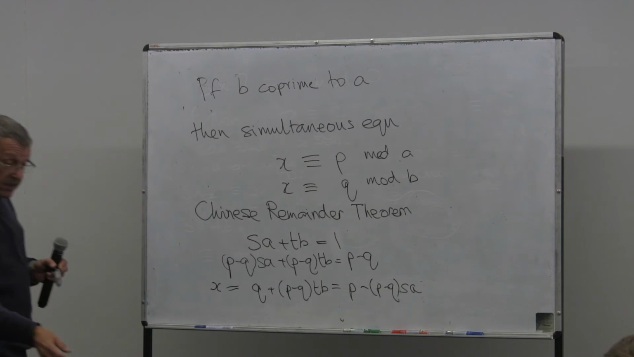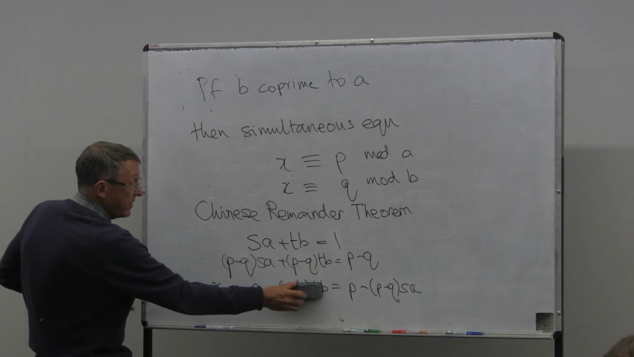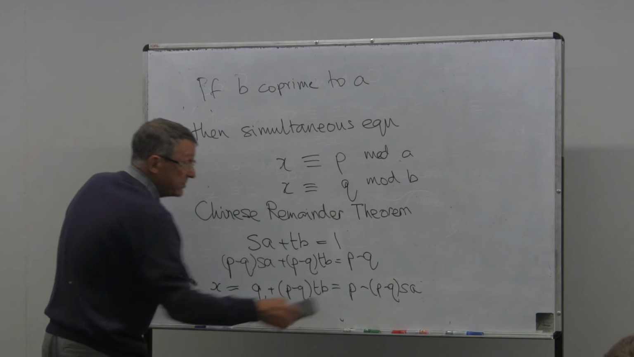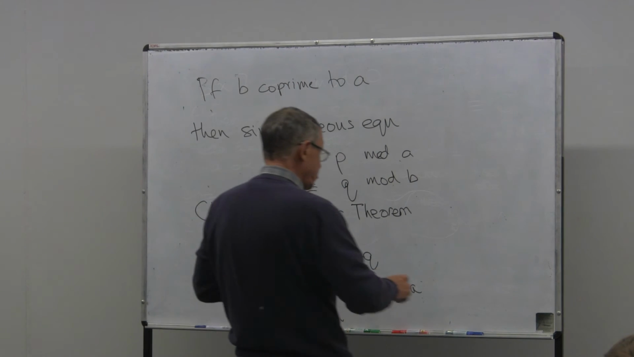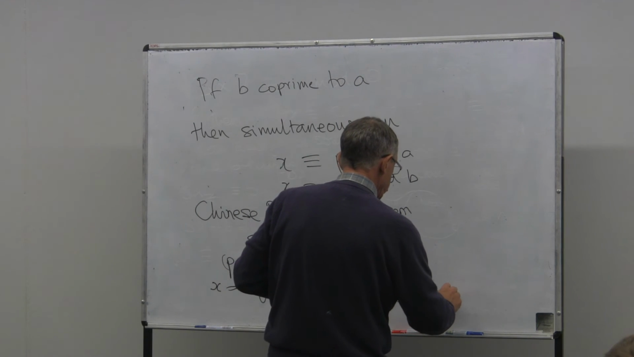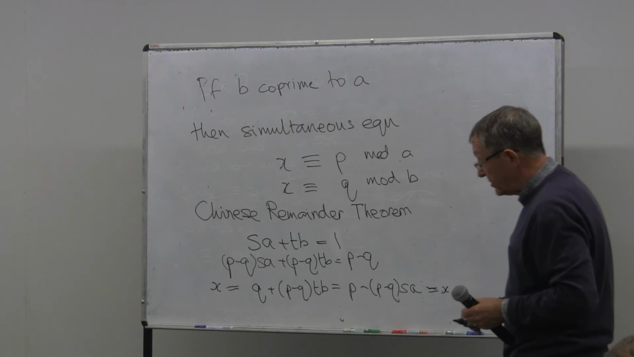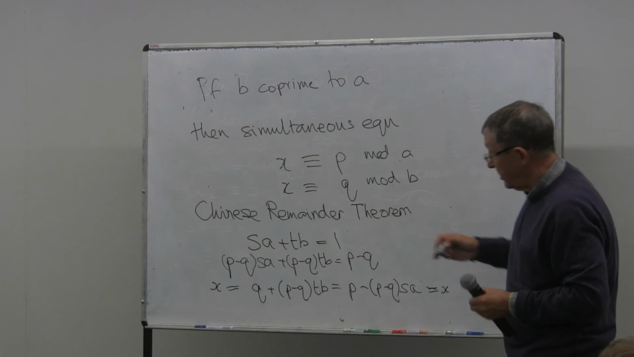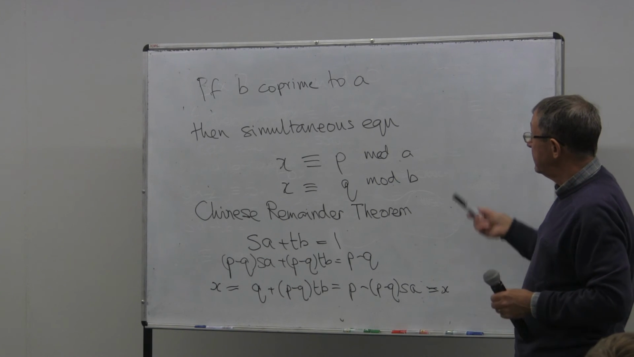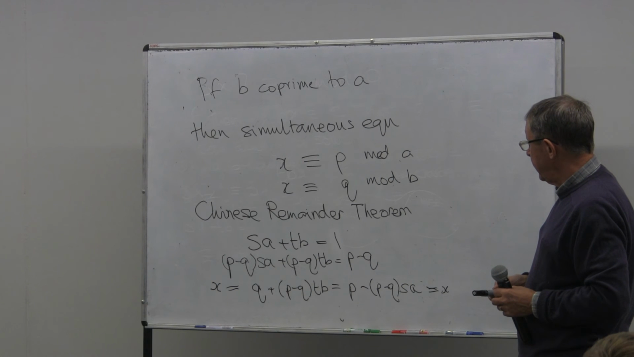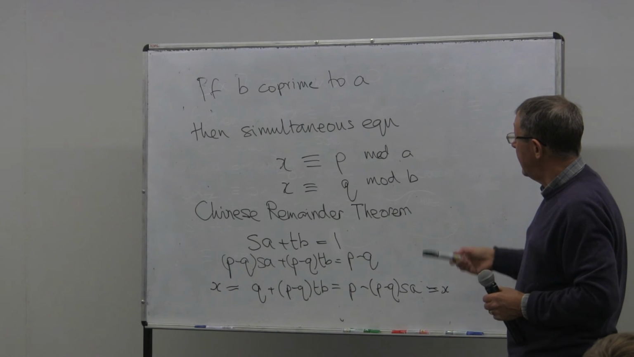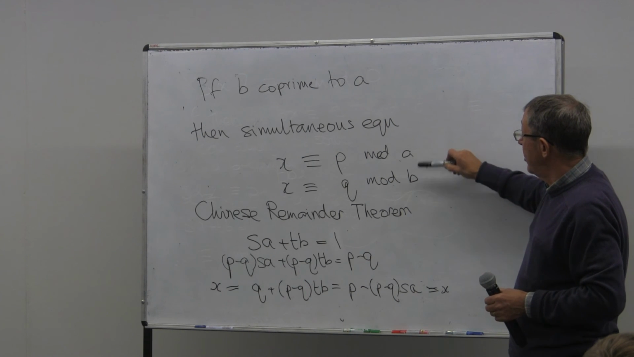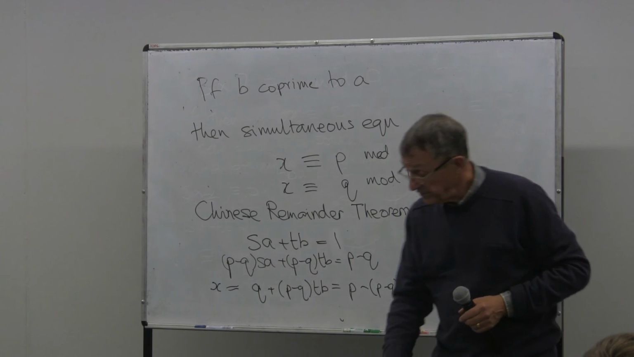Because if we pretend that B is naught, then that bit disappears and you get x congruent to Q. And looking at that expression, it's the same number, so this is also your x. If we pretend that A is naught, then that disappears and you get x congruent to P. And so there's the Chinese remainder theorem, proof of it, just a couple of lines. Simultaneous congruences, provided that the two moduli are co-prime.